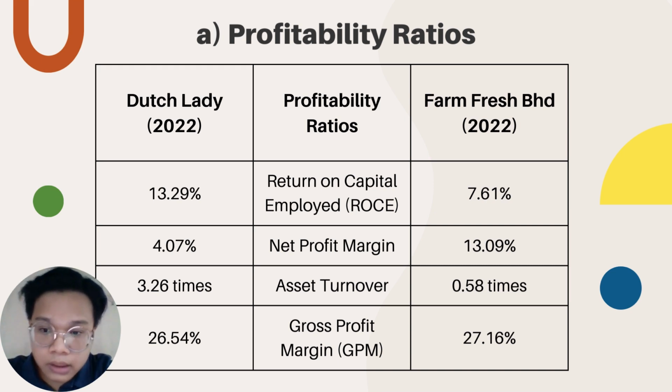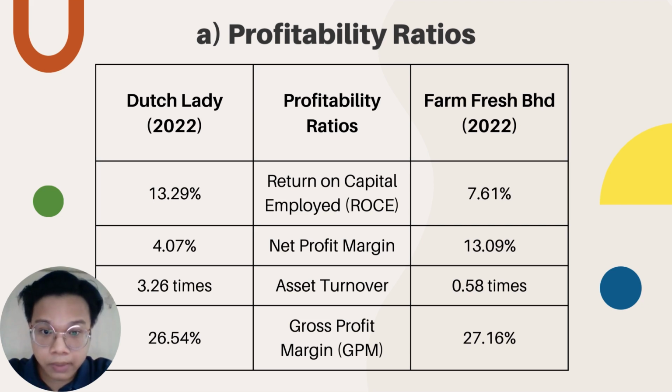For the very first part, I will discuss the profitability ratios: return on capital employed, ROCE, net profit margin, asset turnover, and gross profit margin. For the return on capital employed, the table above shows that Dutch Lady Milk Industry Berhad has a ROCE of 13.29%, while Farm Fresh Berhad's ROCE is 7.61% for year 2022. It demonstrates that when it comes to generating profit from the capital it utilizes, Dutch Lady Milk Industries Berhad's ROCE is greater and more advantageous than Farm Fresh.